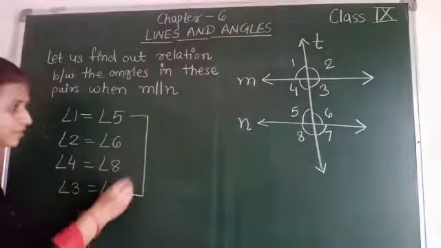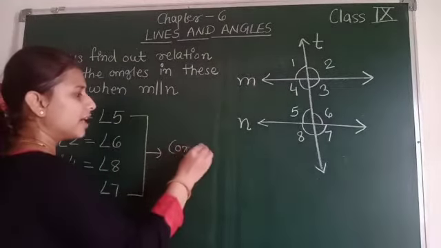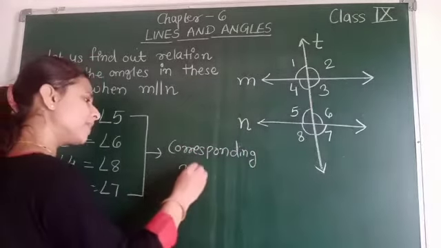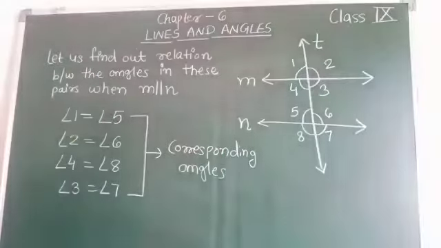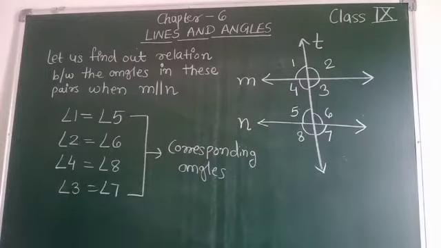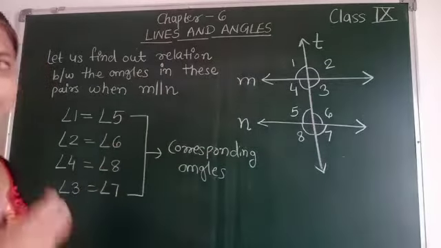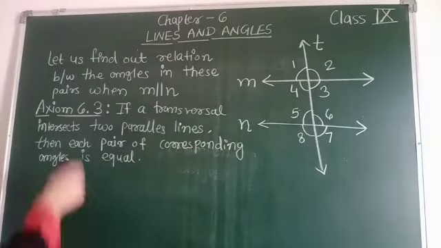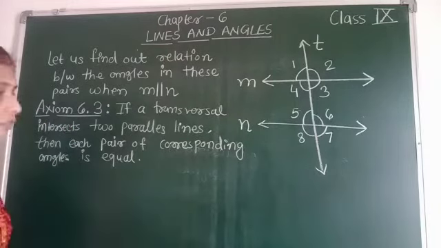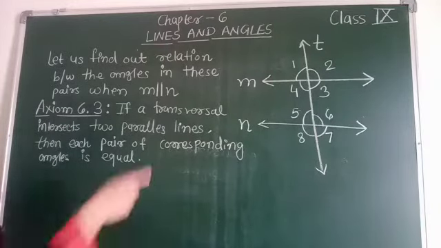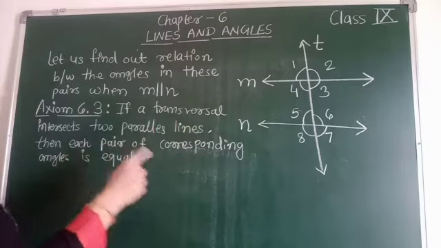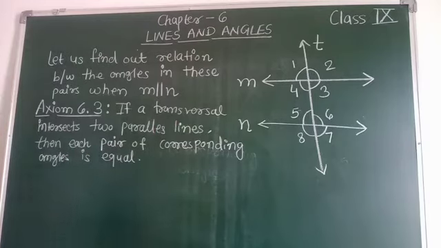And which type of angles are these? Yes, these are your corresponding angles. So what result do we get? When two parallel lines are intersected by a transversal, then each pair of corresponding angles is equal. So, student, we get a very important result, given as Axiom 6.3 on page number 99 of your book: if a transversal intersects two parallel lines, then each pair of corresponding angles is equal.